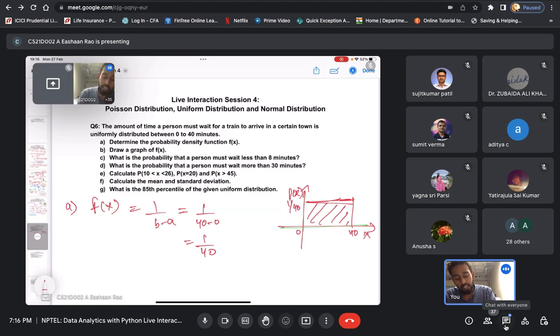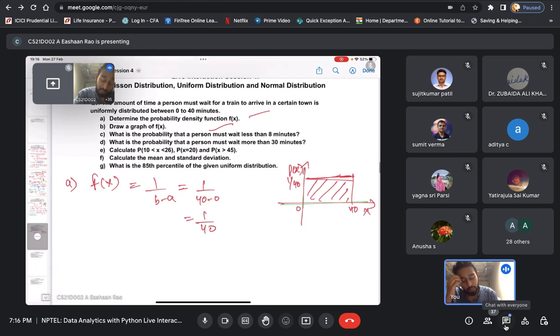Okay, so a and b is done. This is asking for the density function, that is the probability, and to just draw a graph of f(x). Then the question is, what is the probability that a person must wait less than 8 minutes? In a uniform distribution, what I found is that it's better to draw a graph to get a much better understanding.